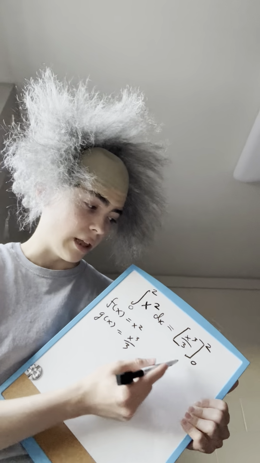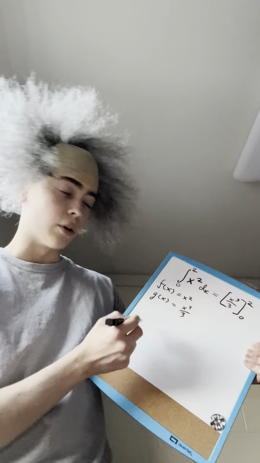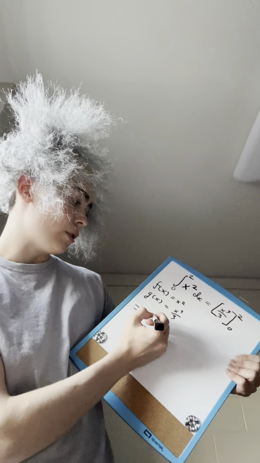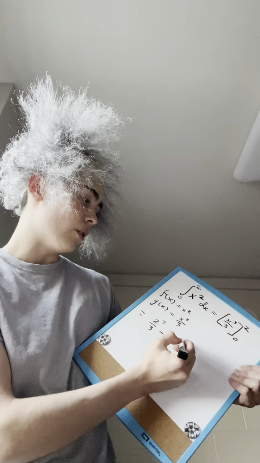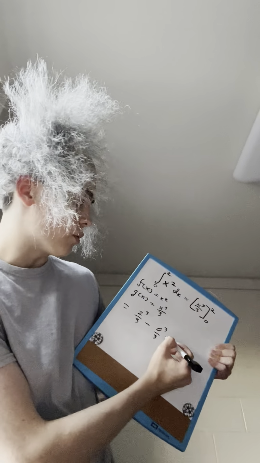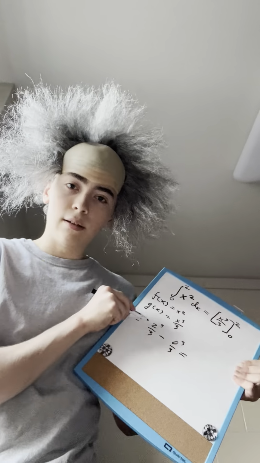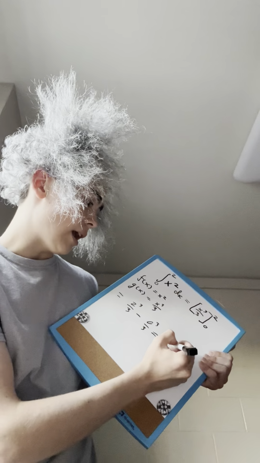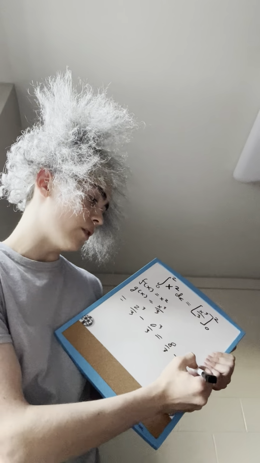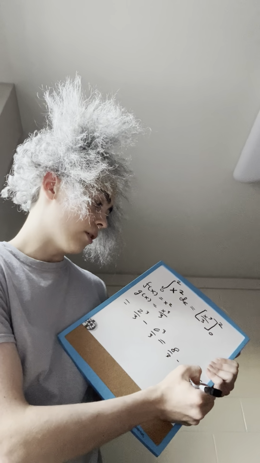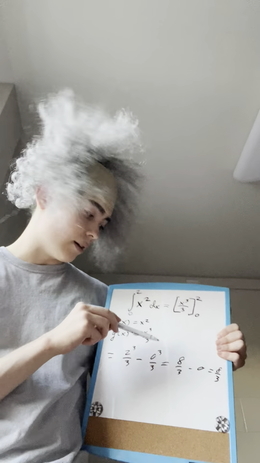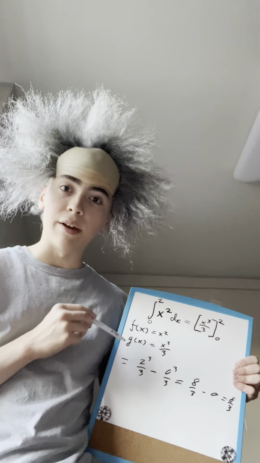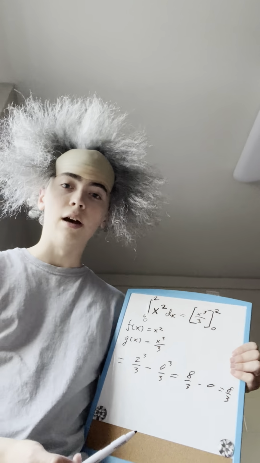Now, plugging this in, I'm going to do this work down here. It's going to be equal to 2 cubed over 3 minus 0 cubed over 3, which is equal to, okay, 2 cubed is 8, so 8 thirds minus 0 is just equal to 8 thirds. But recognize that this x cubed over 3 here is g of x, which I have defined as the antiderivative of f of x.